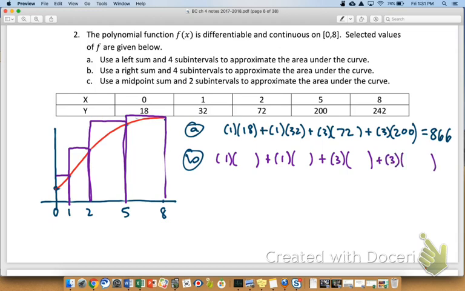Okay. And really, all the heights that are going here for the right sum, they're going to be sort of similar looking too, but they're off by a little bit, aren't they? What would be my very first height that I would use? 32. I'm using the right edge. How about the next one? 72. And then, of course, the last one is one that we didn't use before because we were using all left edges before. This one will be 242.